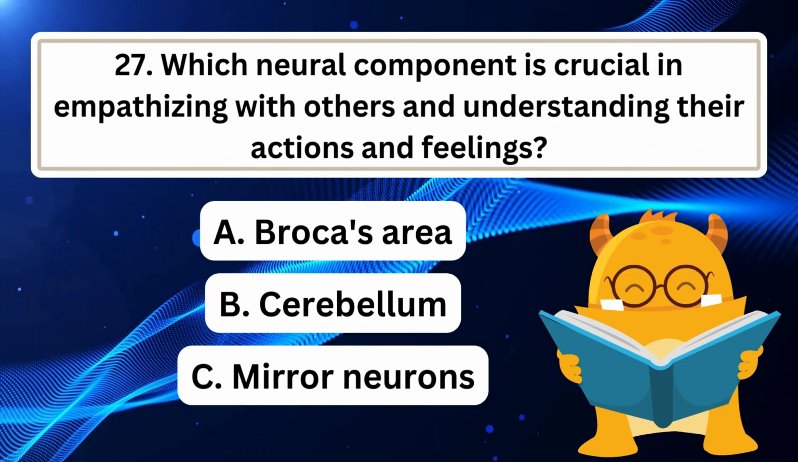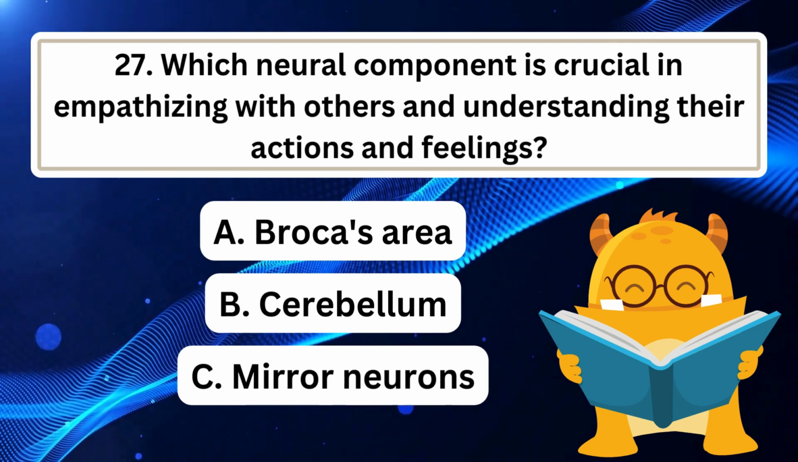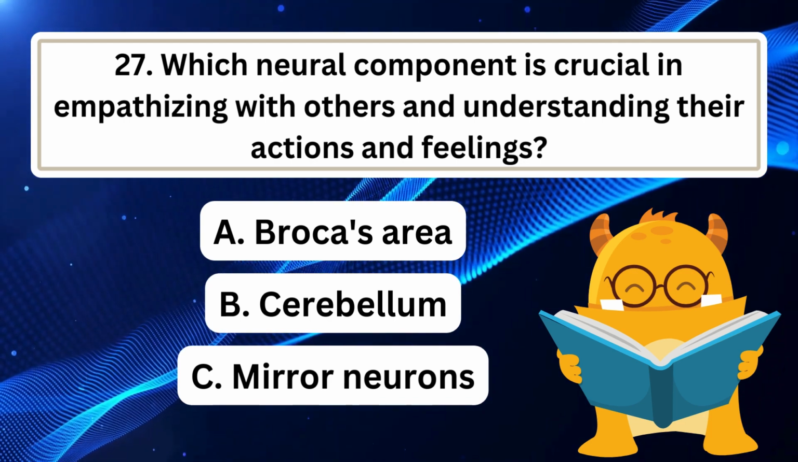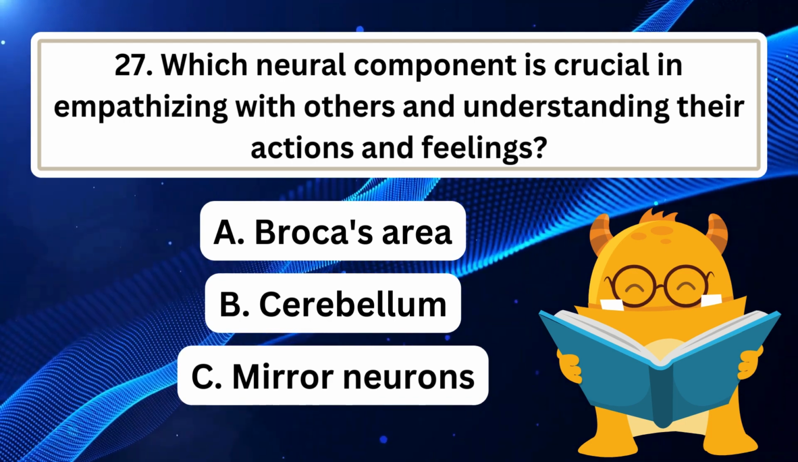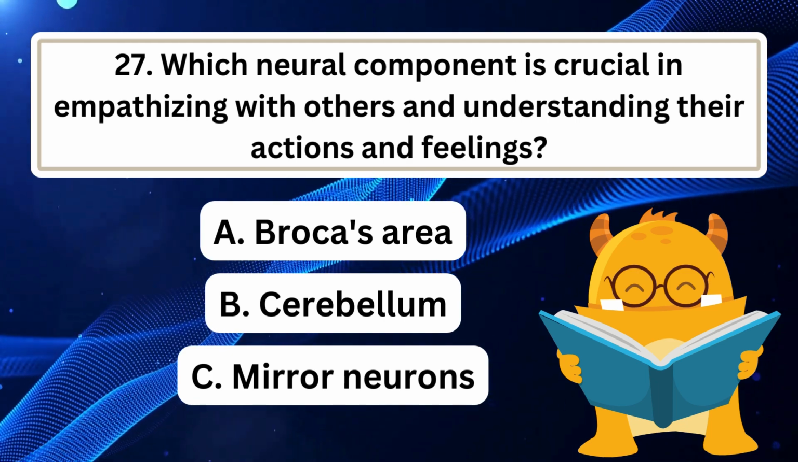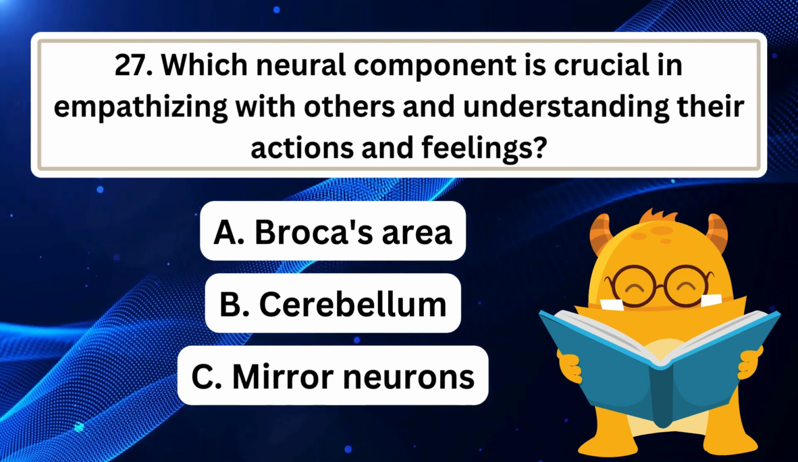27. Which neural component is crucial in empathizing with others and understanding their actions and feelings? A. Broca's area. B. Cerebellum. C. Mirror neurons.